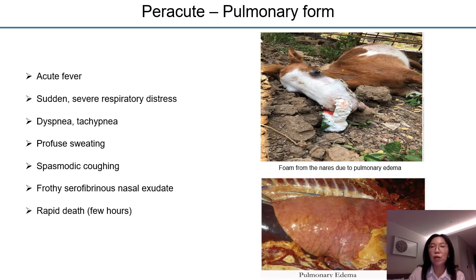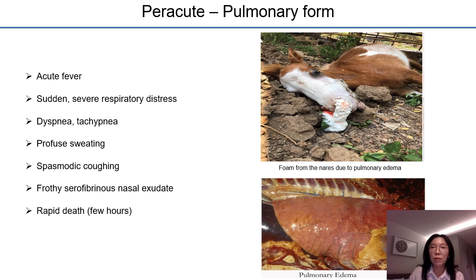The peracute can be said to be simultaneously the pulmonary form, due to pulmonary edema. The pulmonary form means a pulmonary edema, and the pulmonary edema looks like this. The lung itself is very shiny because of the edema, the fluids, and the interstitial spaces are filled with water.